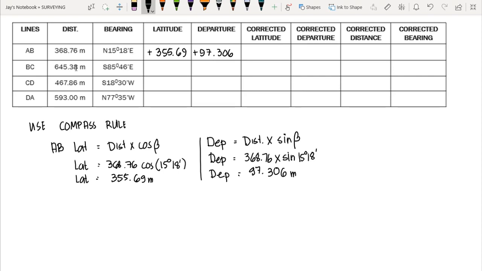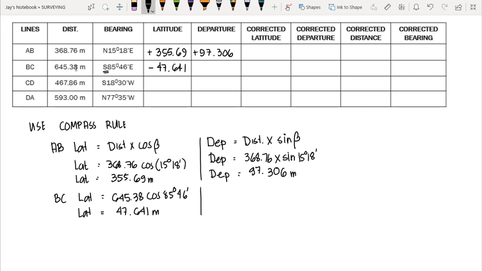Now let's move to BC. To compute the latitude along BC, the formula is still the same. The latitude distance is equal to the distance, 645.38, times cosine of the angle 85 degrees 46 minutes. So the latitude of BC is equal to 47.641 meters. Now take note, we have south direction for BC, therefore our latitude here is negative.